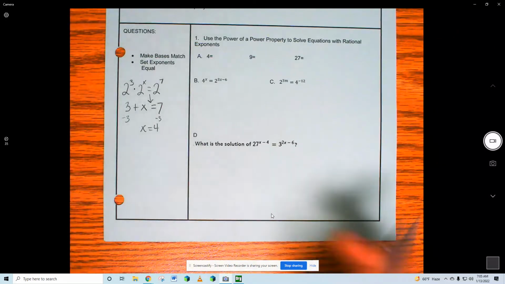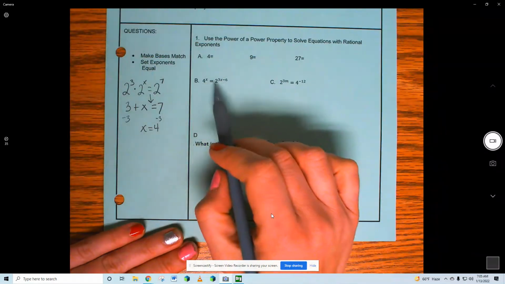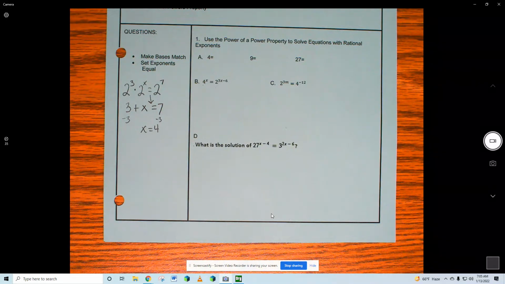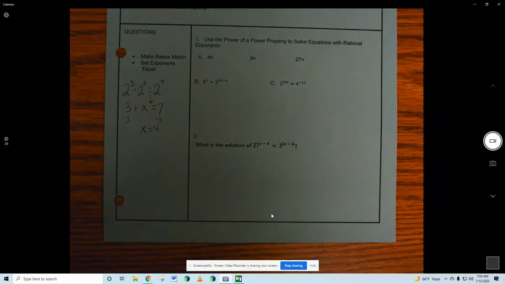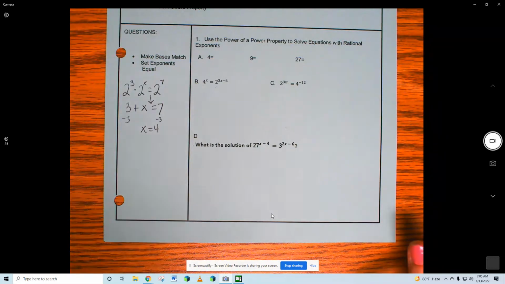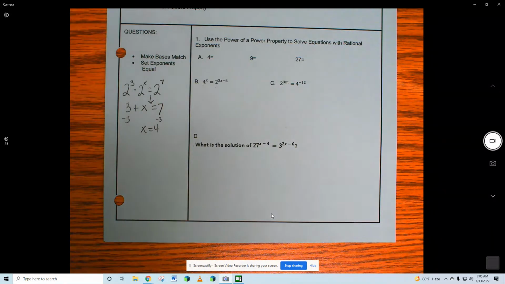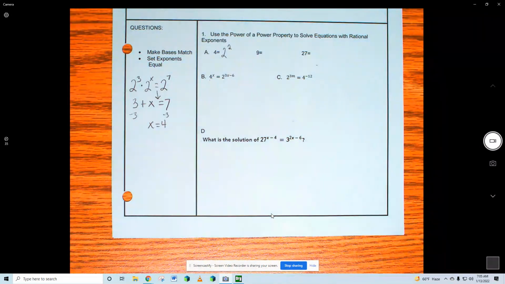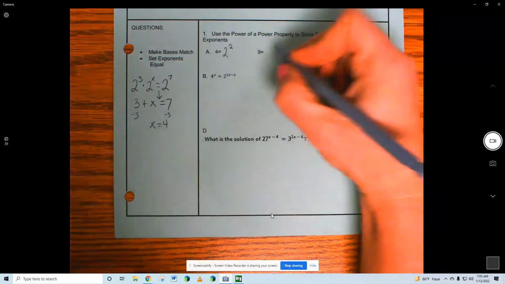So today, the bases are not going to match, but we're going to make them match. We have our list of perfect squares here. 1, 4, 9, 16, 25, 36, 49. Those are all the perfect squares. So, here we go. 4 is obviously 2 squared. 9 is going to be 3 squared.